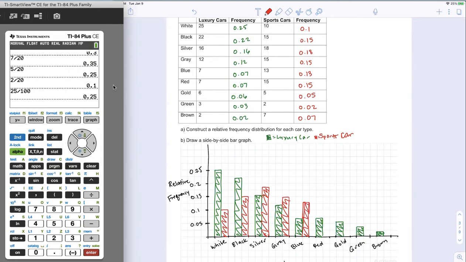Sports car red, 0.15. Thought there'd be more of the red, but maybe not popular as it used to be. Okay, 0.15. There we go. Gold, 0.05. Green, 0.02. And then last one, brown, 0.07.